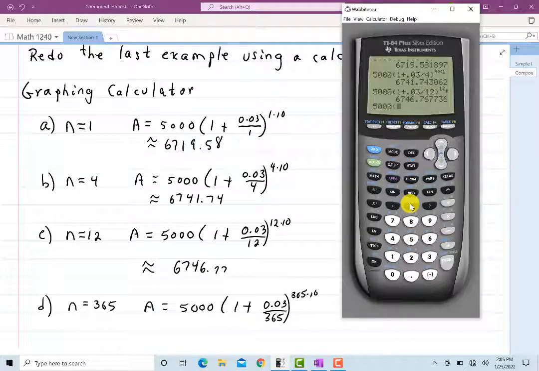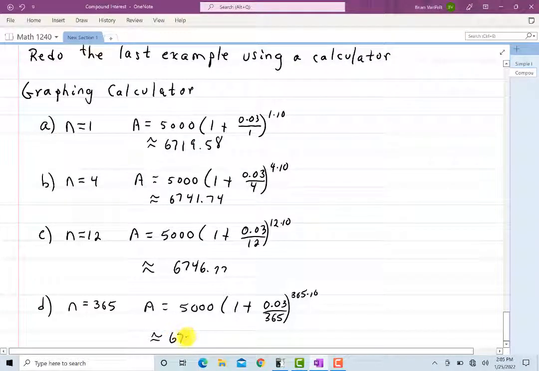So I got my 5,000, then I have 1 plus 0.03 divided by 365, and then I will raise that to 365 times 10. And then when you hit enter, it'll give you your answer. So here I get approximately 6749 point, what was it, 21?